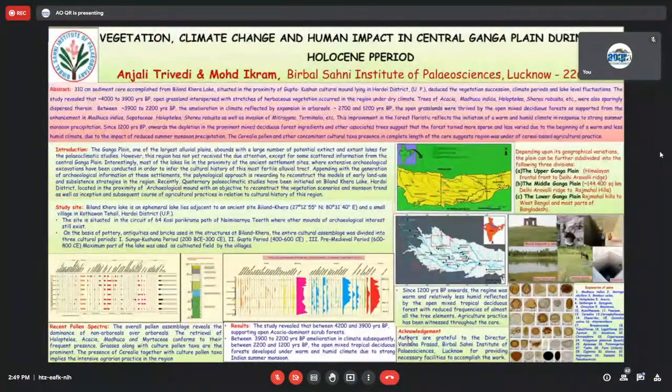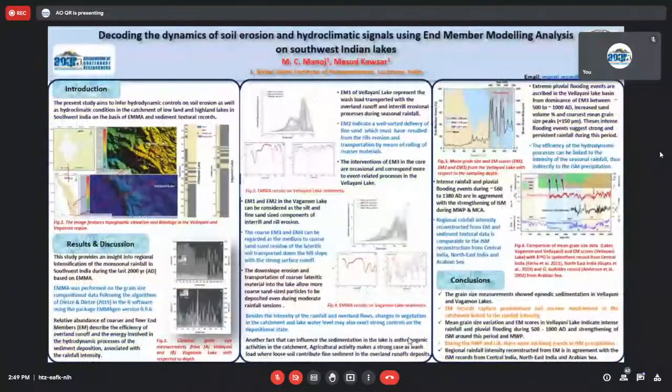Now only 2 posters are left, and the second last one is by Dr. Manoj MC and his student Masood Kasar. The title of the poster is Decoding the Dynamics of Soil Erosion and Hydroclimatic Signals Using End-Member Modeling Analysis on Southwest Indian Lakes. Over to Manoj. Thank you, sir.